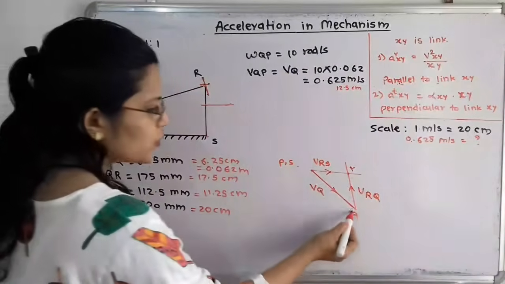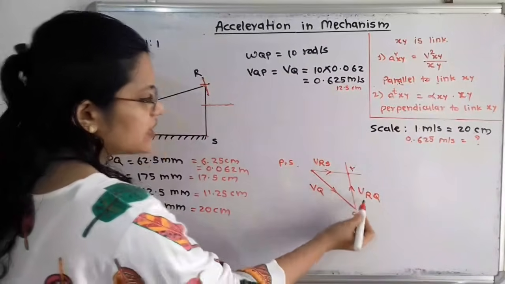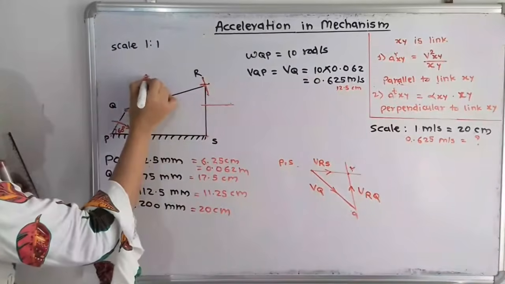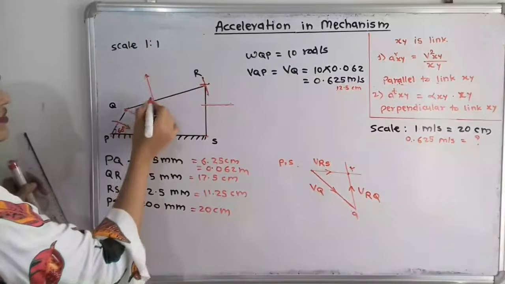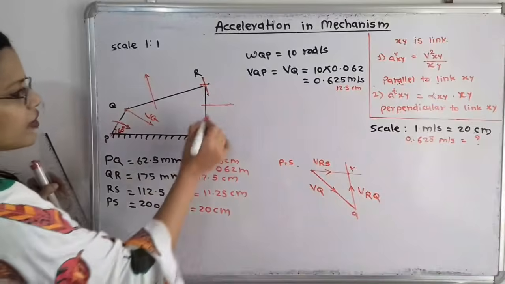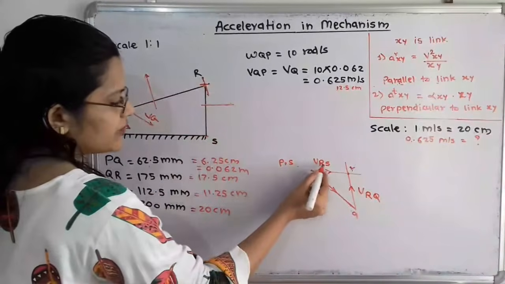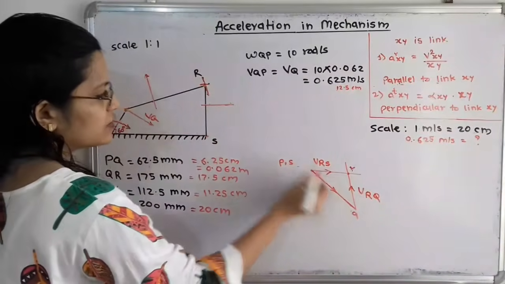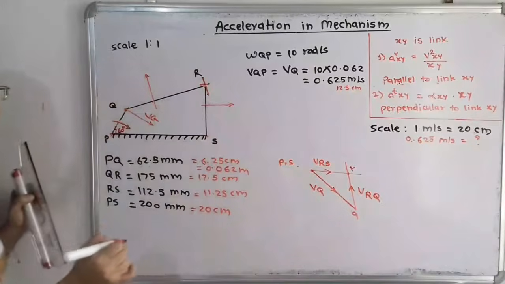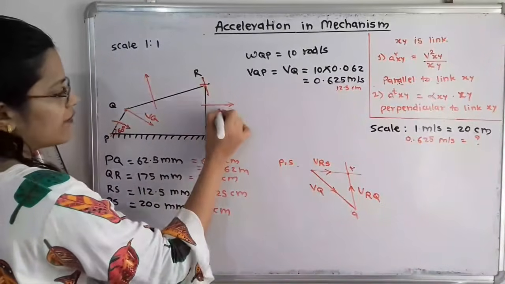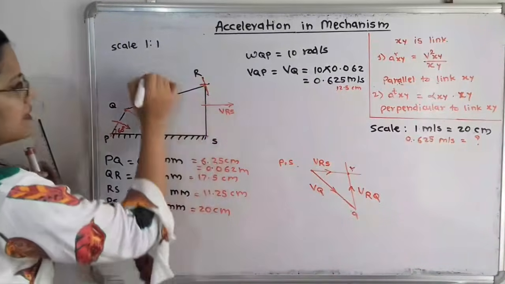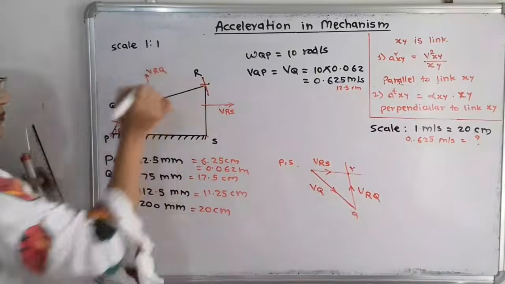So for this QR, the velocity is in the upward direction. So make sure that here is the upward direction and this is the VRQ. Now for this link RS, so for this VRS, the direction is towards the right hand side. So here is the direction, so I will say that VRS and here is the VRQ.